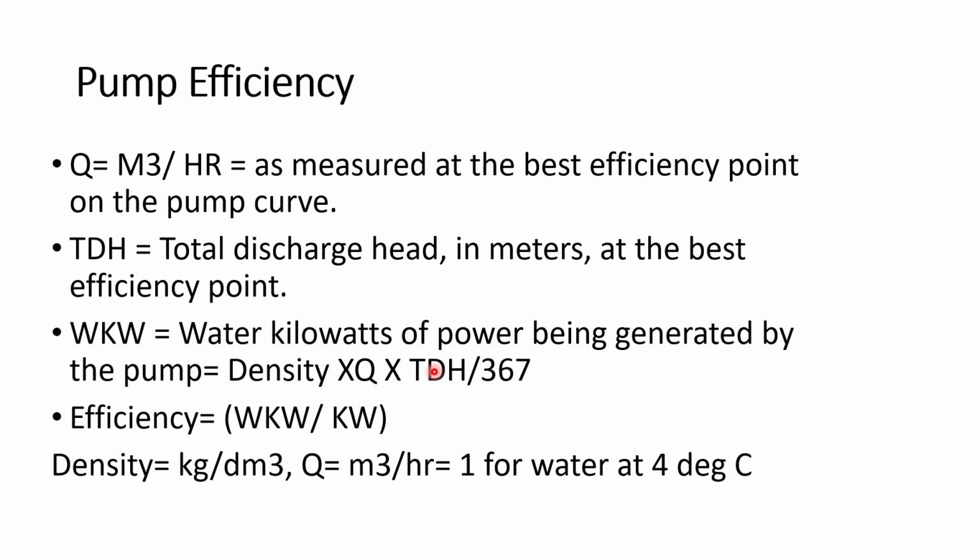Now, if we talk about the pump efficiency, in the pump efficiency equation we have used Q as the flow measured in cubic meters per hour at the best efficiency point of the pump. TDH is the total discharge head of the pump, which is discharge head minus suction head for positive suction pumps, and suction head plus discharge head for negative suction pumps. Then we calculate the water kilowatt of the pump, which is equal to density of the liquid times flow times TDH divided by 367. And the pump efficiency will be equal to water kilowatt divided by kilowatt. Density is in kg per cubic decimeter, and it is 1 for water at 4 degrees centigrade.